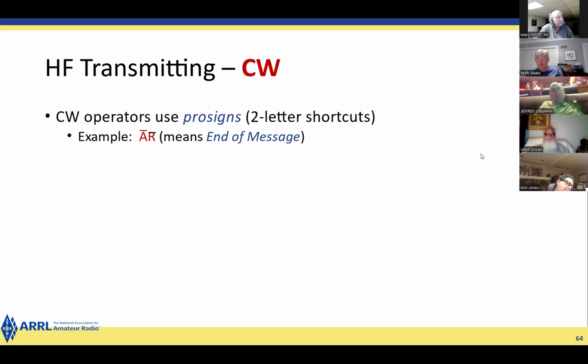So HF transmitting in CW, there's a lot of prosigns, shortcuts. Two-letter shortcuts like AR, which means the end of a message.